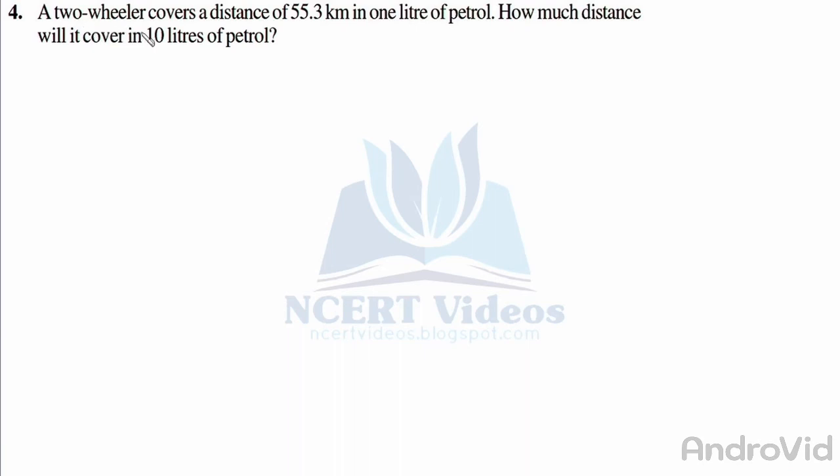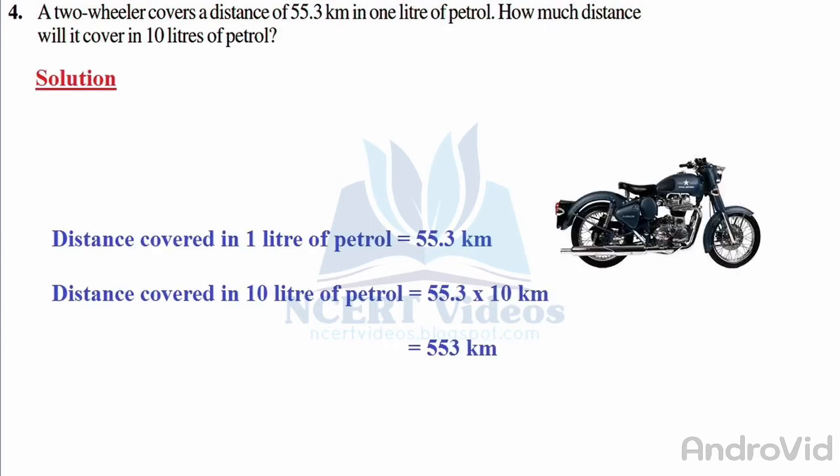Fourth, a two-wheeler covers a distance of 55.3 km in 1 liter of petrol. How much distance will it cover in 10 liters of petrol? Any vehicle having 2 wheels is termed as two-wheeler. Now, the distance covered in 1 liter of petrol is 55.3 km. Given. Now it is simple. With 10 liters, it will be able to cover more distance, that is 10 times more. Therefore, we multiply it. Kilometer came as it is.